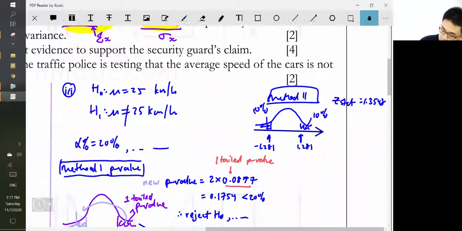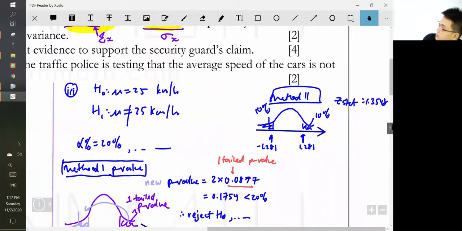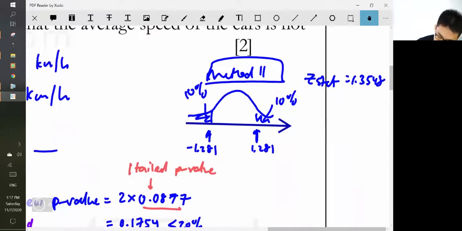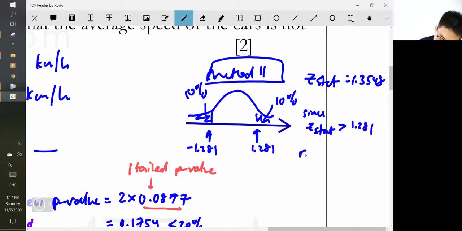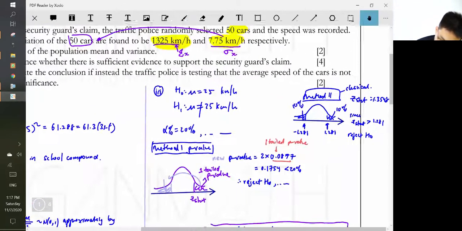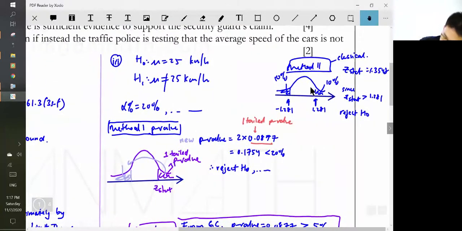Then you just reject. Okay. Actually, it also can be done. This is without further test. So this is the Z stat. Then you just compare. In this method 2, it seems more than 1.281. Check. So method 2 is the classical method.